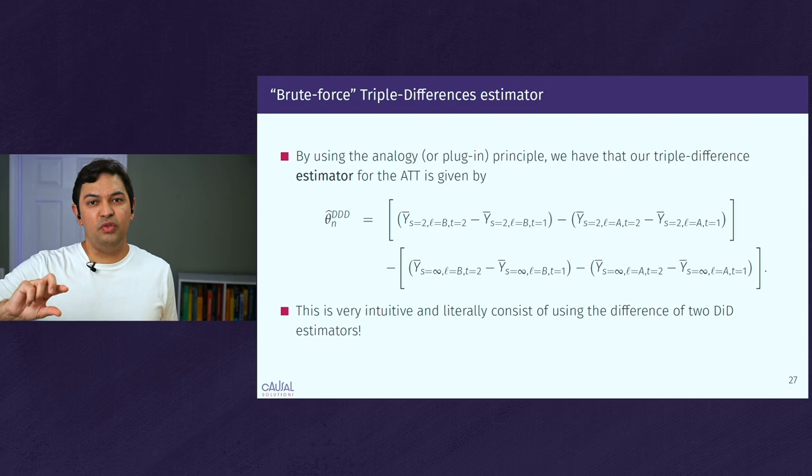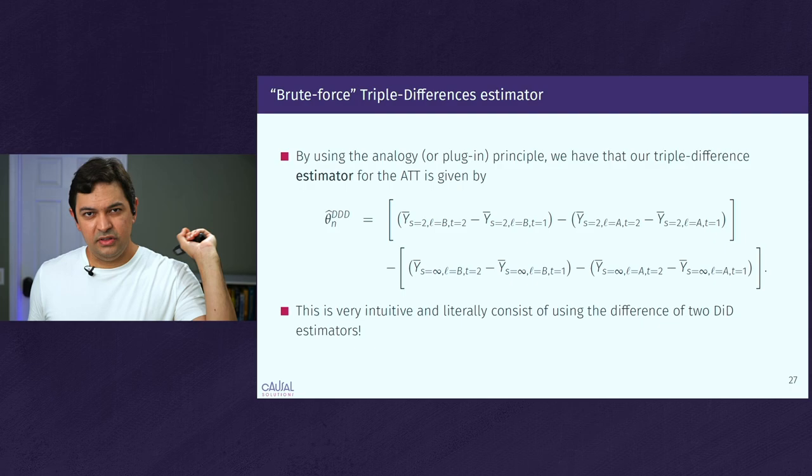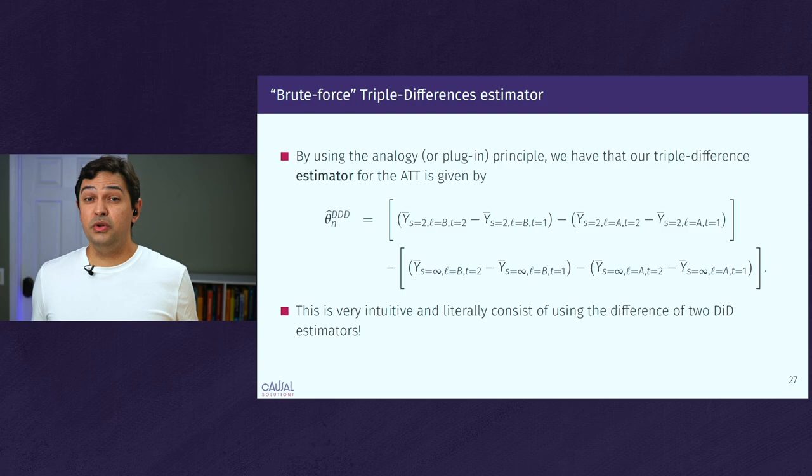Right, so I do this for states S equals to 2. Same for states S equals to infinity. Subtract one from another, and chanan, we got your triple difference estimator. Very intuitive. Literally, the difference of two DID estimators. Right? Super easy to do. Sample means everywhere, very interesting, very appealing.